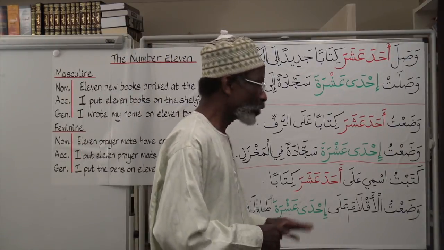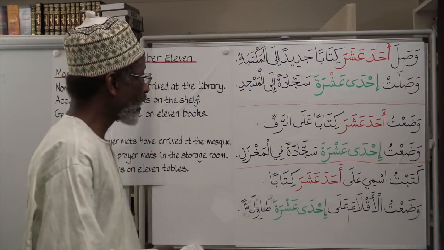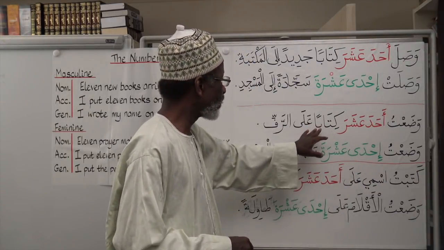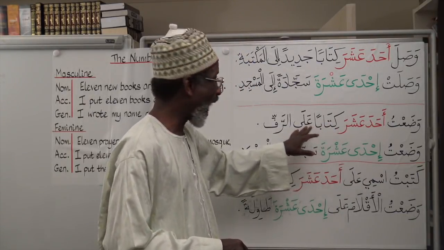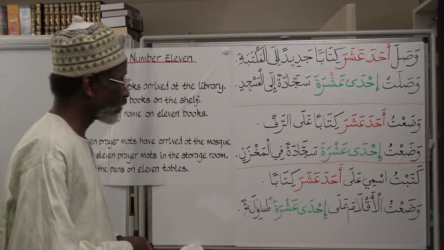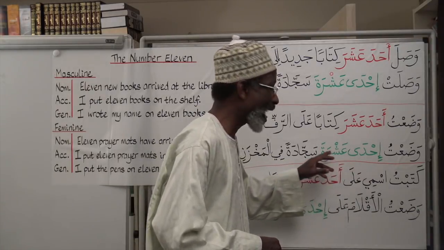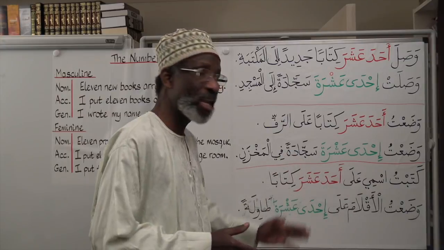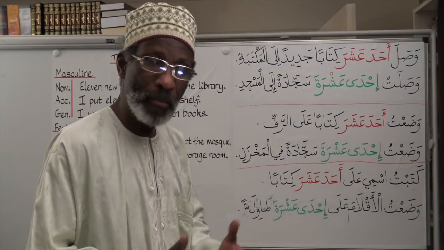Now, let's look at the genitive area. Here I mean wada'tu ahada ashara. I put 11 books ala rafi, on the shelf. On the shelf. Here wada'tu ihda ashrata. I put 11 sajadatan. Sajadatan, that's a prayer mat.